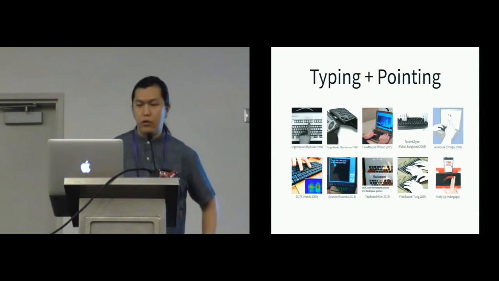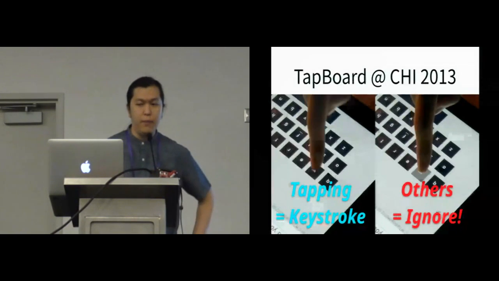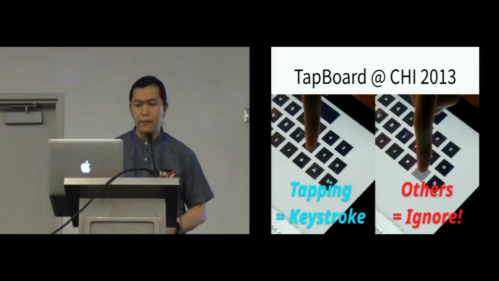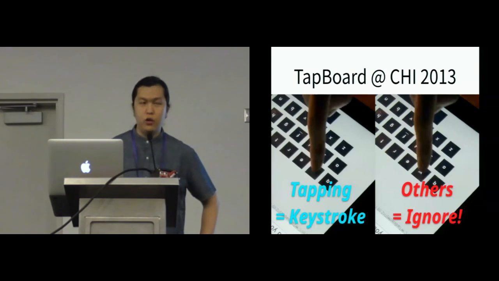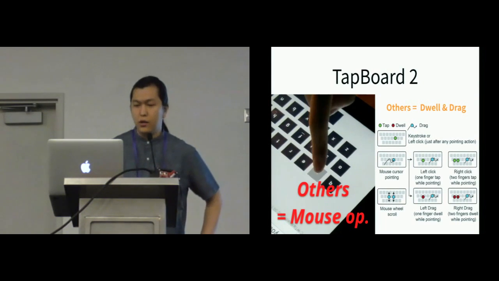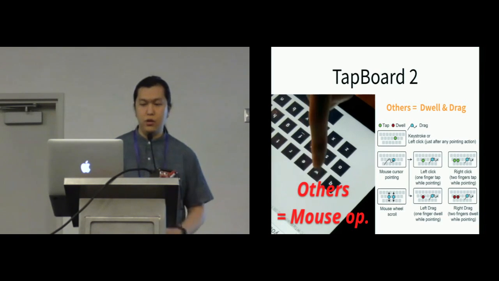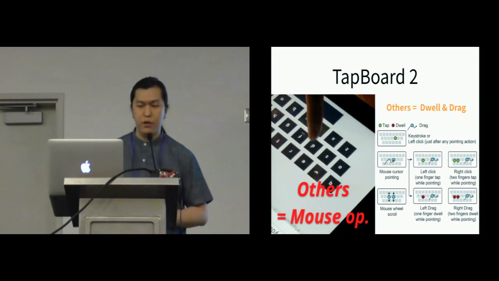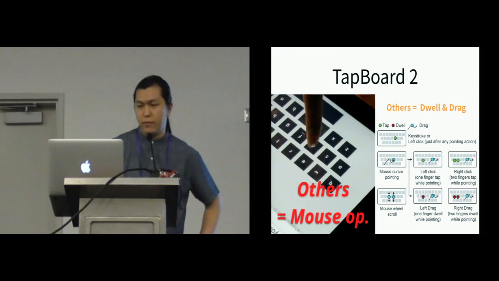Our previous work, named TapBoard at Keystrokes 2013, accepted only tapping as a keystroke and ignored other touches for other purposes. The other purposes, at Keystrokes 2013, were some kind of text character manipulation. In this case, TapBoard 2 uses non-tapping gestures for mouse cursor manipulation. More precisely, non-tapping gestures in this case mean dwelling or dragging gestures. We'll visit each interaction one by one.